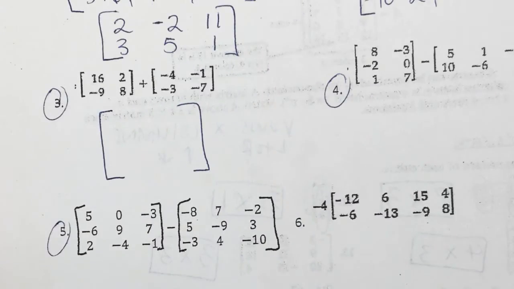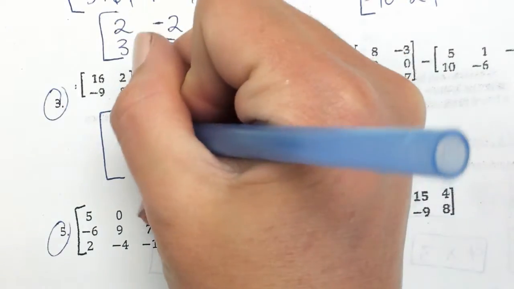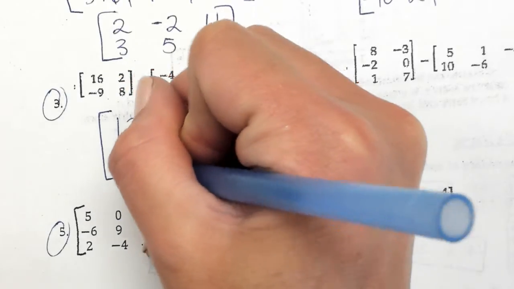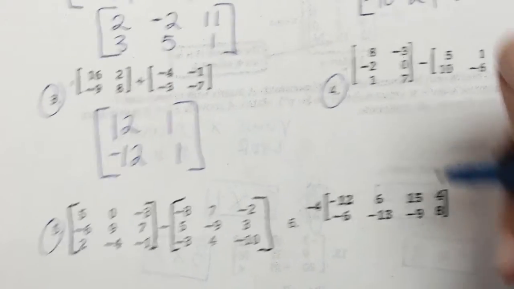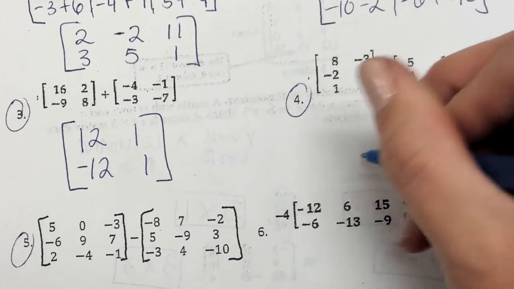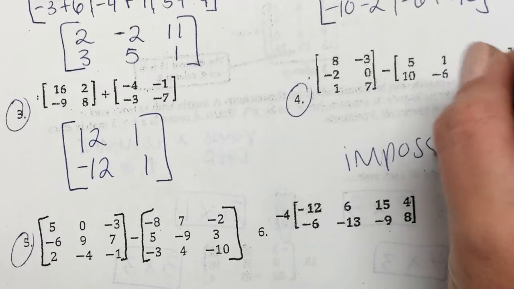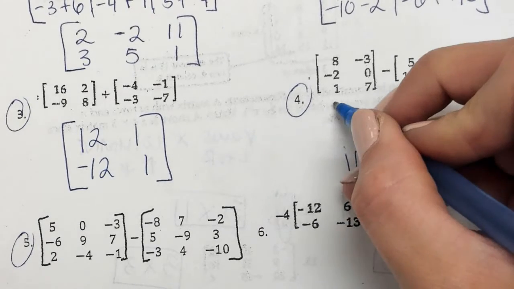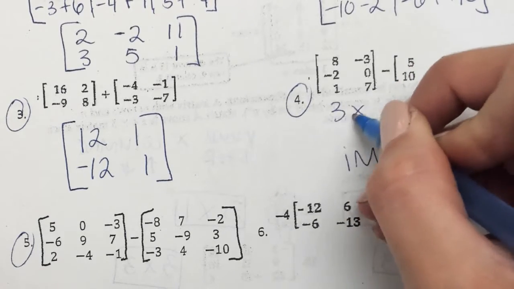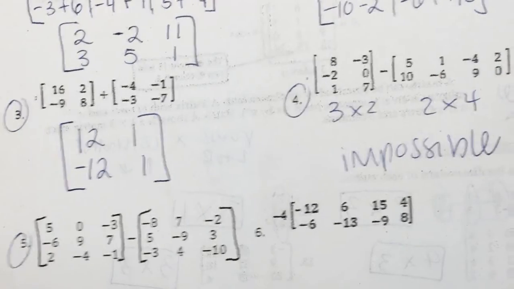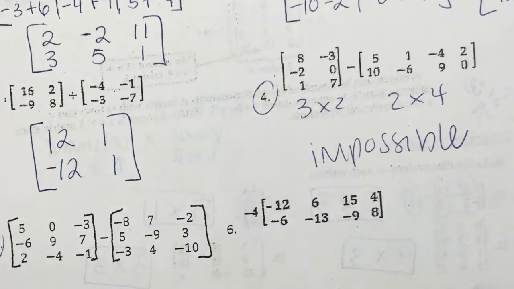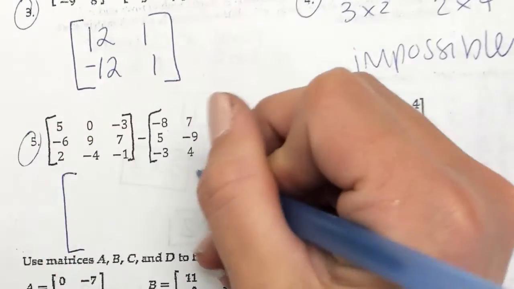Alright, somebody tell me what the matrix would be for number 3. Anybody? 12, 1, Everybody agree? Any questions? Alright, what's the matrix for this one? Alright, tell me the dimension of this one. 3 by 2. Good. Notice how they're not the same, so we can't add or subtract them. And then tell me all the numbers for this one.